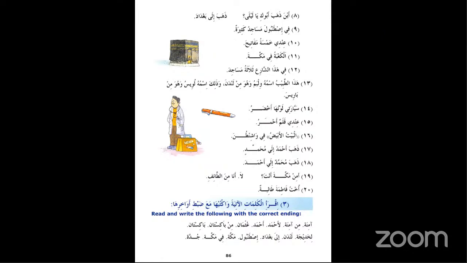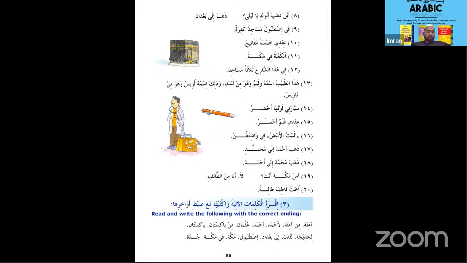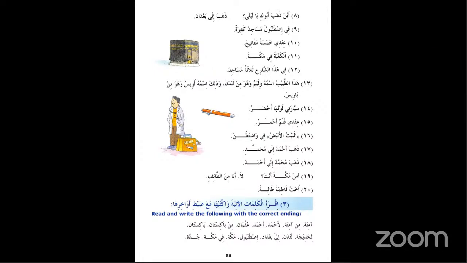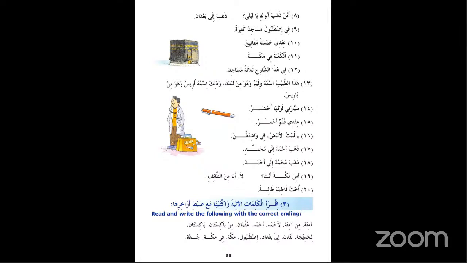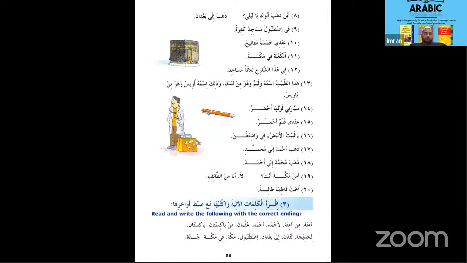Al-Baytu Abyadu. The house is white. The White House. Fi Washington. In Washington. It is in Washington. Zahaba Ahmadu ila Muhammadin. Ahmad went to Muhammad. Excellent. Zahaba Muhammadun ila Ahmad. Muhammad went to Ahmad. Ahmad here is diptote.